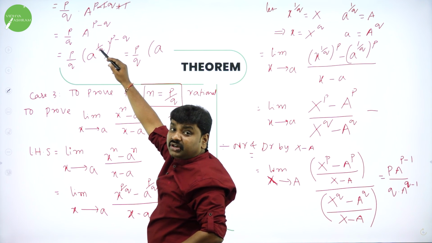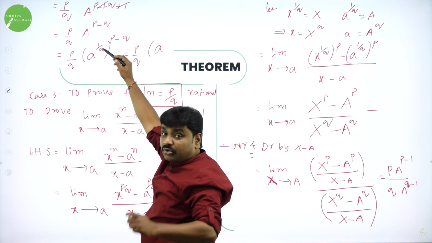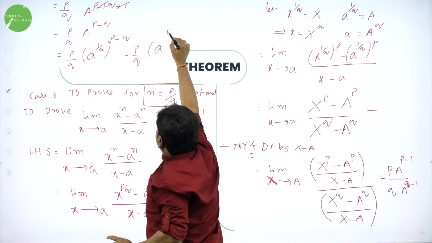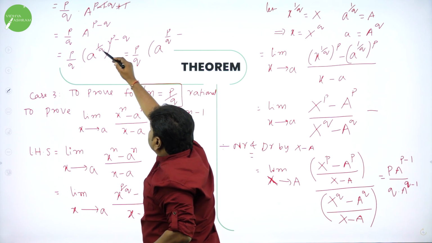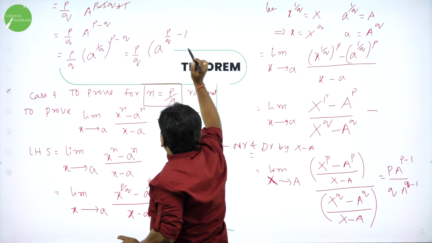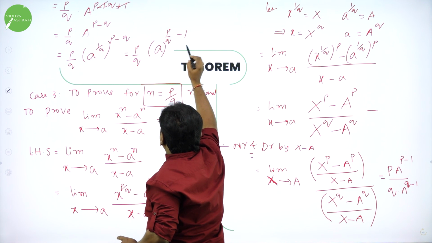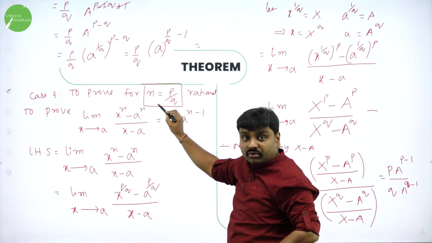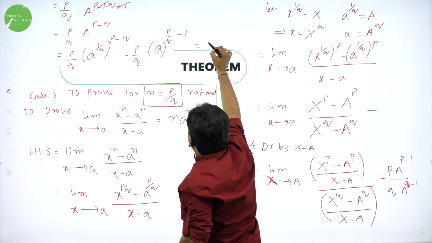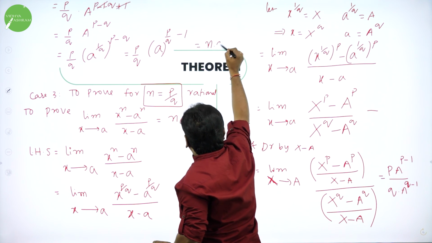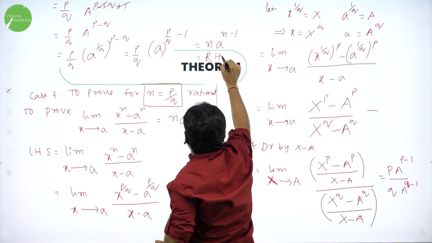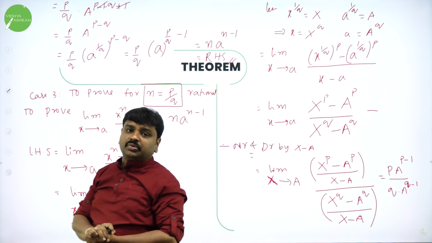What is a^m into a^n? a^(m plus n). a^m whole power n is what? a^(m into n). So 1 by q into p is p by q, minus 1 by q into q is 1. This is the value you will get. Now substitute for p by q. What is p by q? Here, p by q is n. In the place of p by q, put n. So this is n, again a as it is, to the power n minus 1. This is your RHS, hence the proof. This is your RHS, we got the proof.